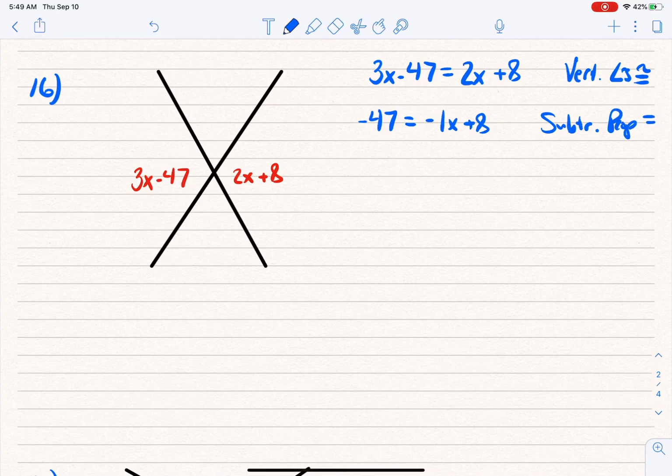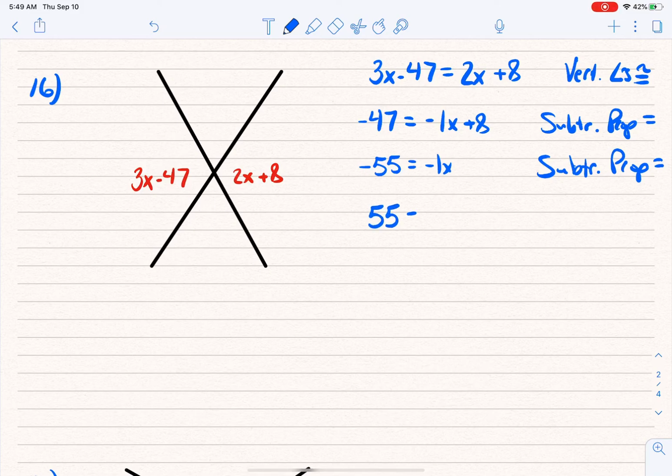We go ahead and subtract 8 from both sides. We'll get negative 55 is equal to negative 1x. So again, we use the subtraction property. The first time we subtracted something that had x on it, and this time we subtracted positive 8. And then we either divide or multiply by a negative 1 to make all the negatives go away. And it would say 55 is equal to x. And so that could be either the division or the multiplication property of equality. Because if you multiply by negative 1, the negatives will go away. If you divide by negative 1, the negatives will go away.